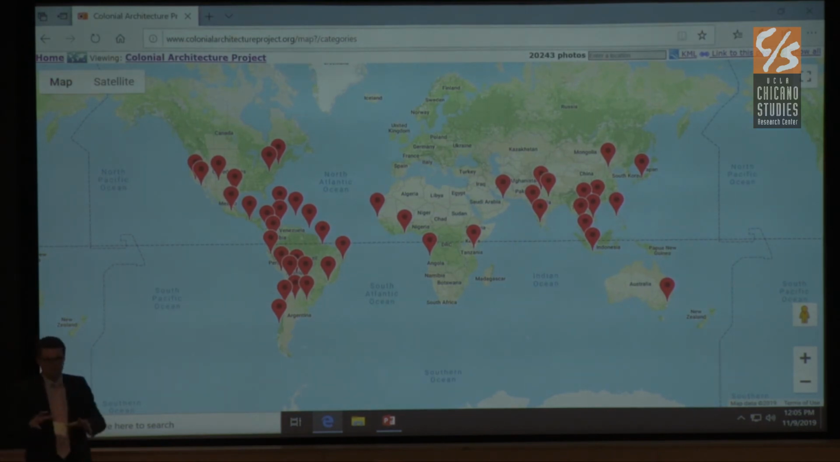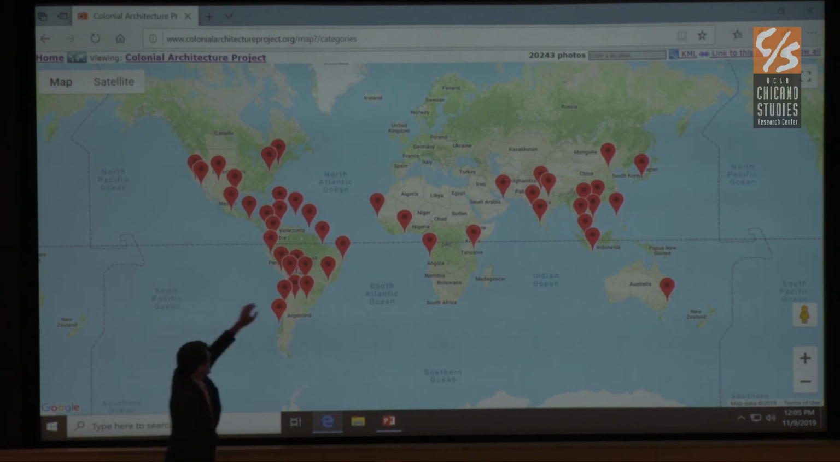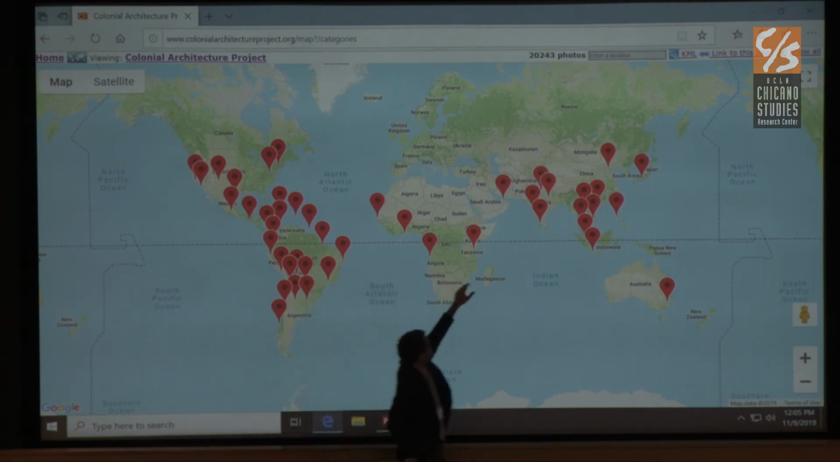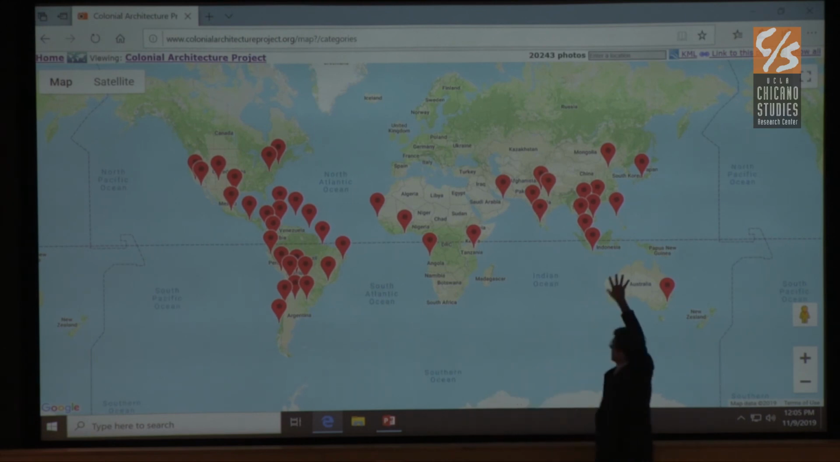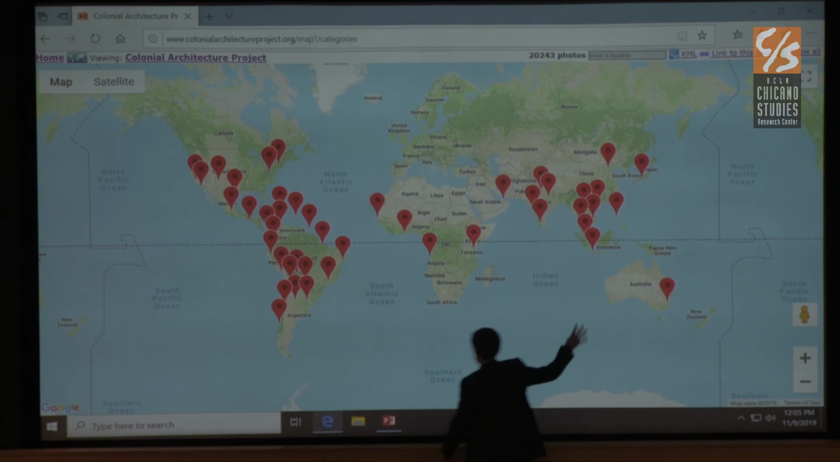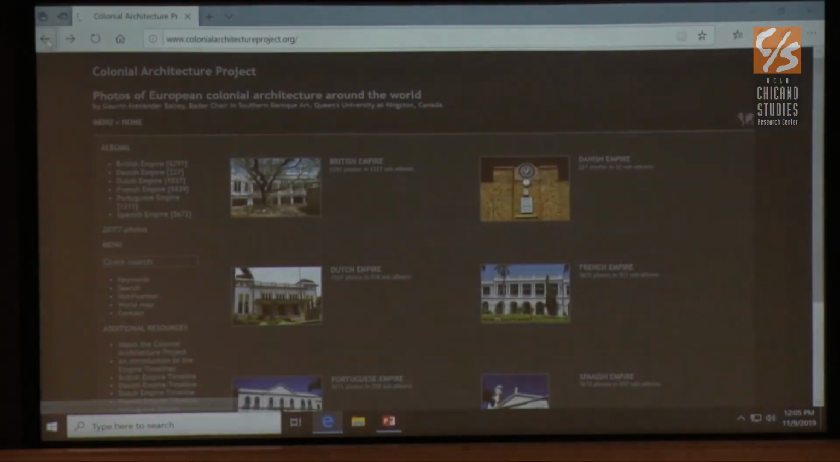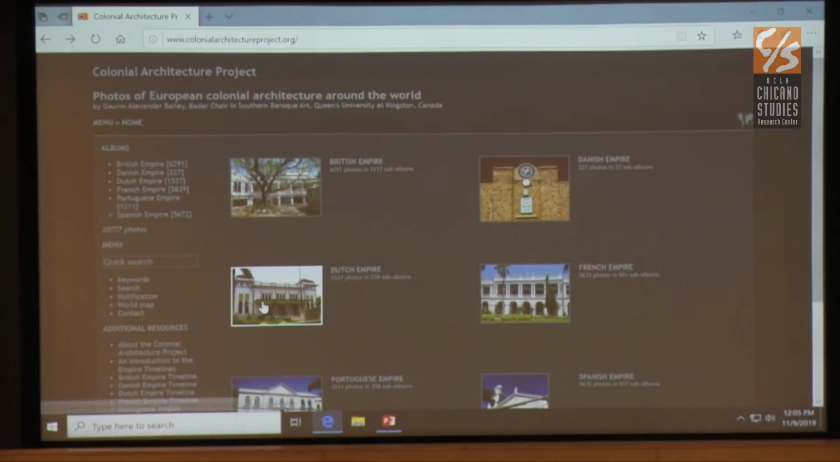There are parts that are more populated than others. So it's very, very heavily populated in South America and the Caribbean. Pretty good for Mexico, but not great. Also North America, pretty good in Africa. Really, really heavy duty in Southeast Asia and South Asia, some in Australia. But also when you go within these different empires, so let's choose an empire. Let's go to the Dutch Empire.